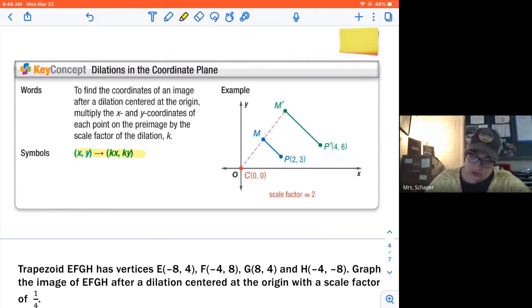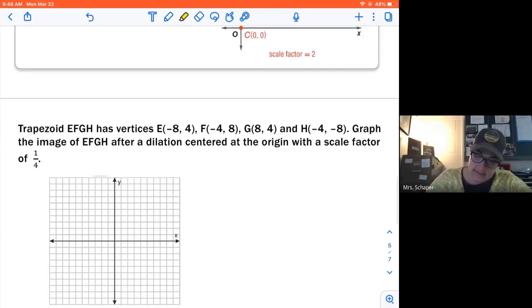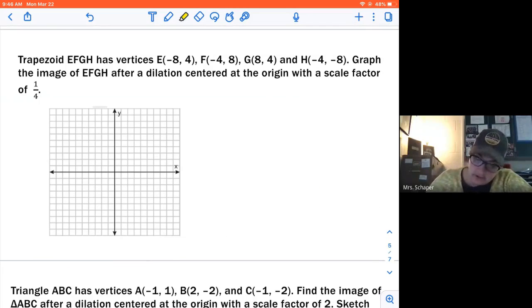All right, so let's take a look and see what this means. The trapezoid has these vertices, and we're going to graph the image after a dilation centered at the origin with a scale factor of 1/4. So when I look at these points, 1, 2, 3, 4, 5, 6, 7, 8, 1, 2, 3, 4. Right there is going to be E, and then 1, 2, 3, 4, 1, 2, 3, 4, 5, 6, 7, 8. This is going to be F.